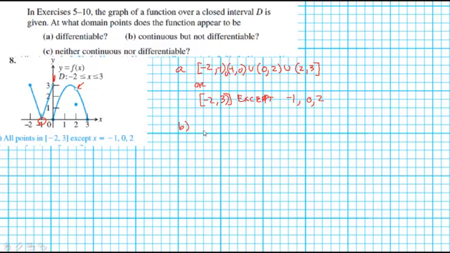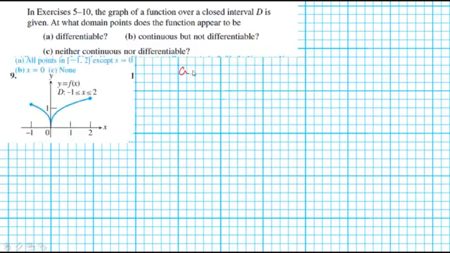Alright, where is it continuous but not differentiable? That is at x equals -1. We have continuity, but the corner makes it not differentiable. And then where are we neither continuous nor differentiable? That would be at x equals 0 and x equals 2.